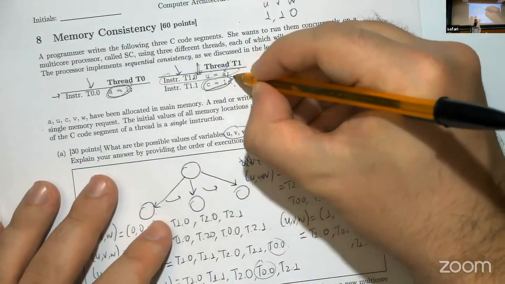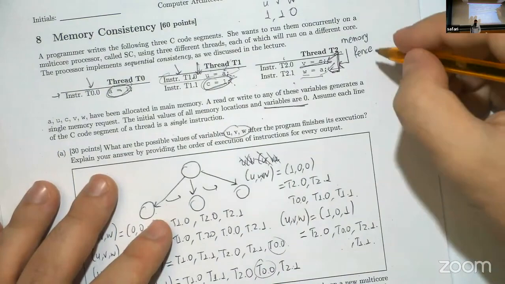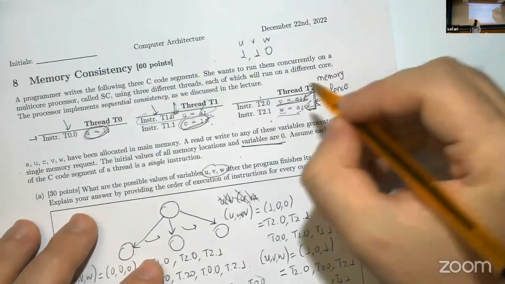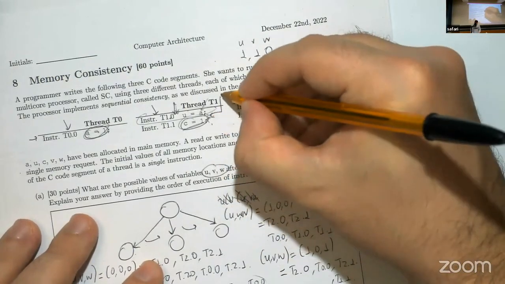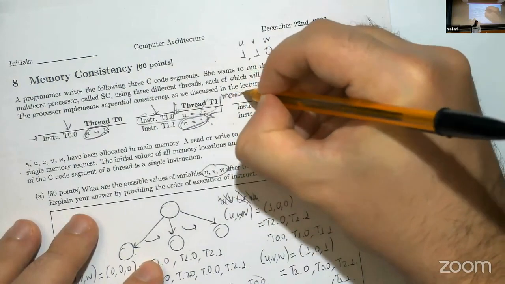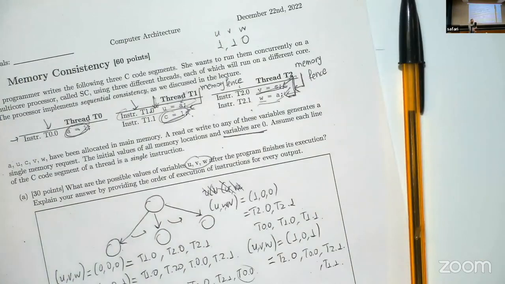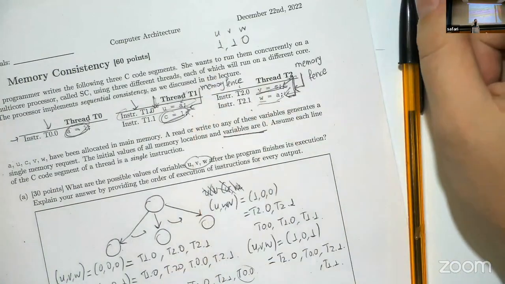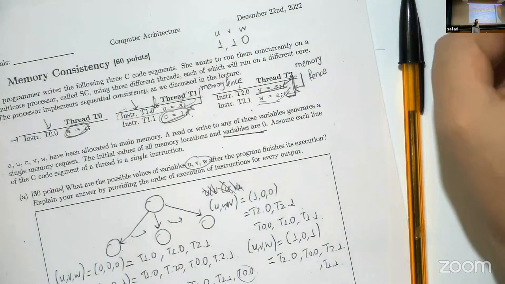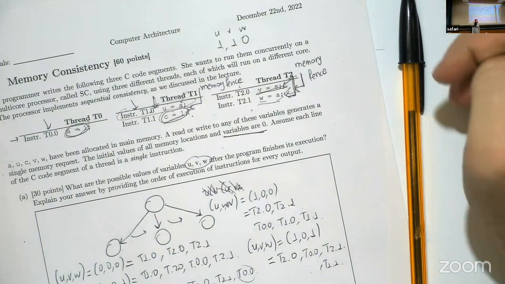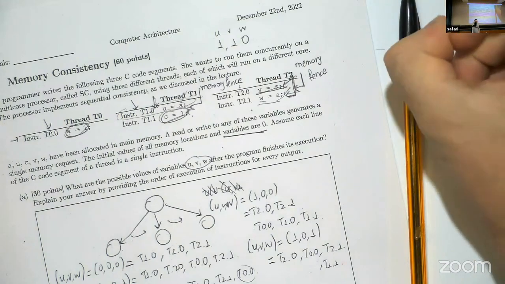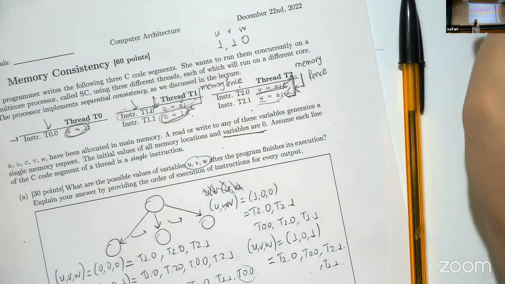So what do we need? We need two memory fences. One here, as we discussed, and we need a memory fence here as well, so that we do not allow C equals 1 before U equals A happens. Is it clear? If you have any questions, now is a good time.